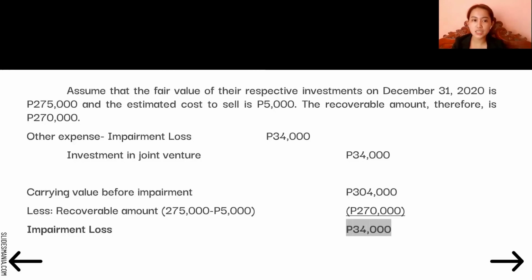The computation is carrying value before impairment amounted to 304,000 less recoverable amount, which is 275,000 less 5,000, amounted to 270,000. Impairment loss is 34,000. In the statement of financial position on December 31, 2020, the investment in joint venture will be shown at 270,000.